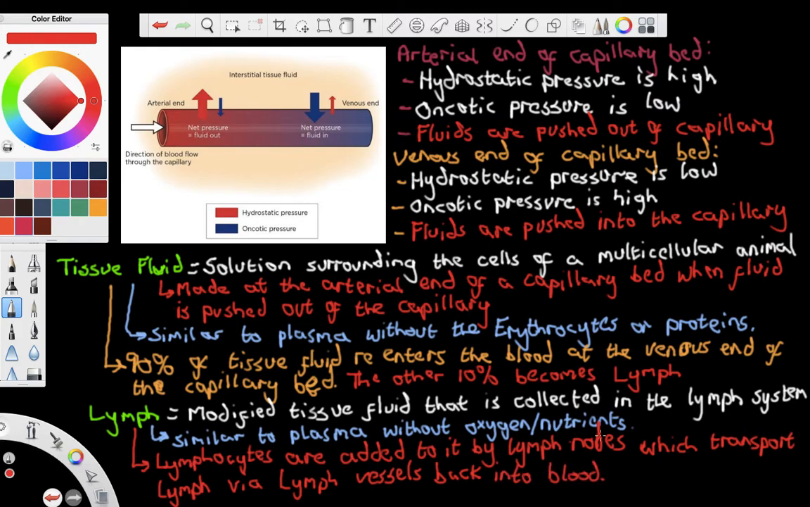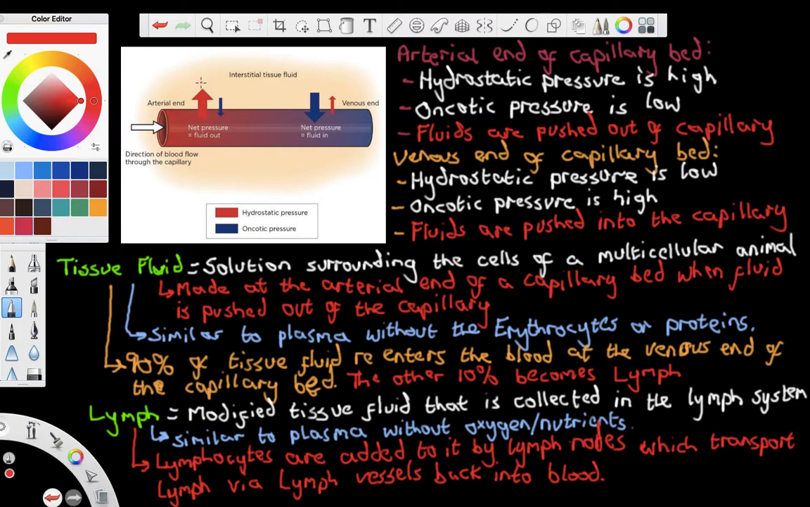Right then. So at the arterial end of the capillary bed, the hydrostatic pressure is high, the oncotic pressure is low, and therefore fluids are pushed out of the capillary. At the venous end, the oncotic pressure is higher than the hydrostatic, therefore fluids are pushed back into the blood. When the fluids are pushed out of the capillary, they become what's known as the tissue fluid, which is a solution surrounding the cells of a multicellular animal. It's very similar to plasma, but it doesn't have erythrocytes and proteins.